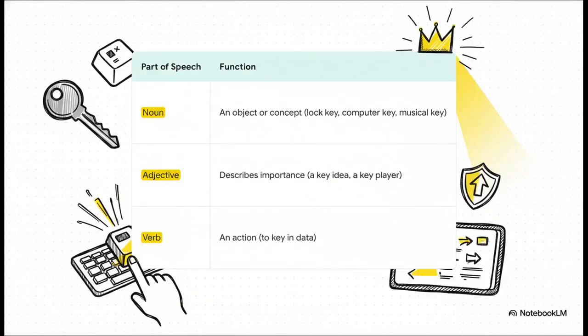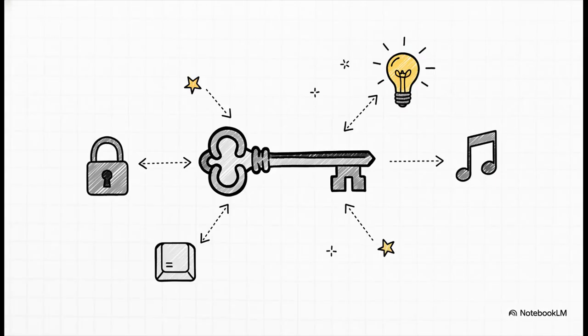When you lay it all out, it's pretty amazing. As a noun, key can be a physical object or a deep concept. As an adjective, it pinpoints what's most important. And as a verb, it describes a very specific action. It's like a Swiss Army knife of a word. So this is it. This is why key is on that Basic English list.